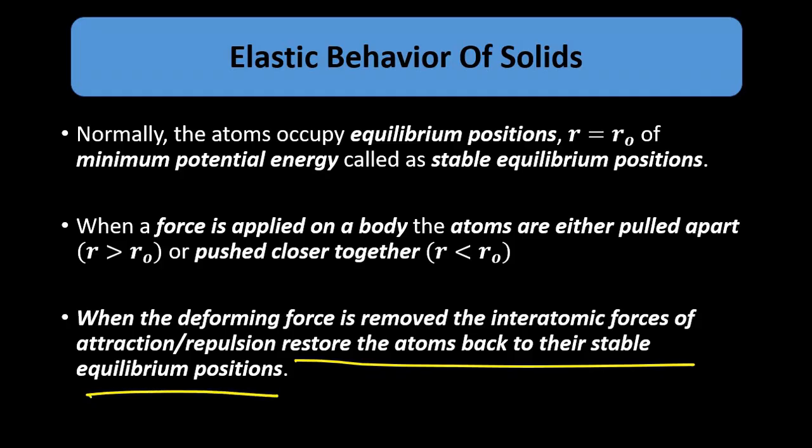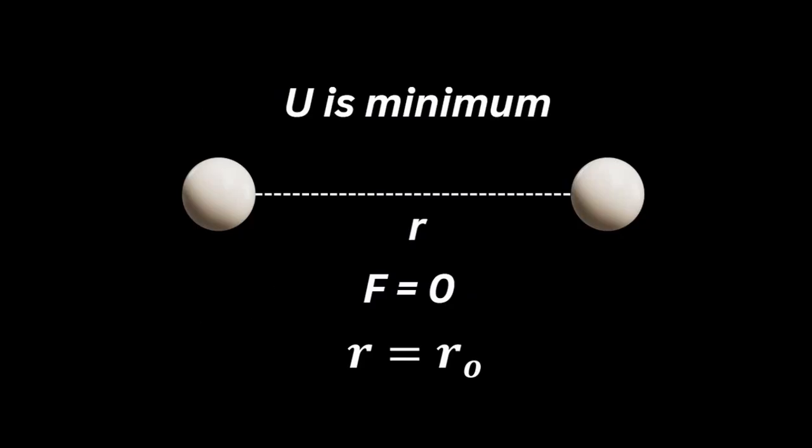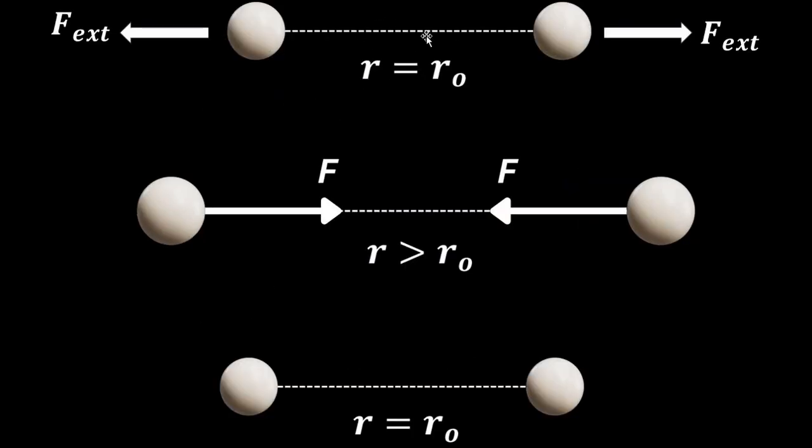So this can be visualized in this way. Let's say we have this object. It has atoms which are separated at fixed equilibrium distances. In the first case, the external force takes the atoms away from each other. So the separation becomes greater than the equilibrium separation. In this case, the interatomic force is attractive in nature, and it is opposite in direction to the external deforming force. This is the external deforming force, and this is the interatomic force. They are opposite in direction. So the interatomic force restores the two atoms back to their original equilibrium position.